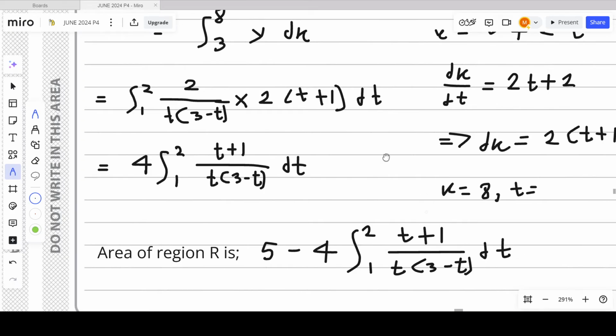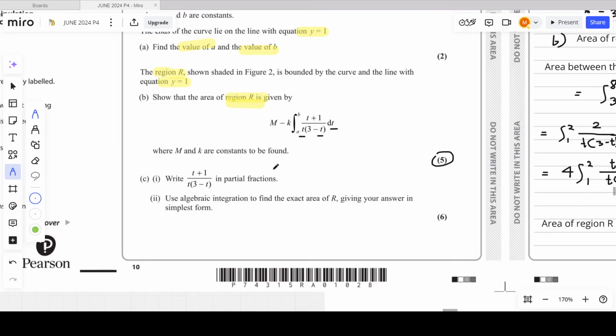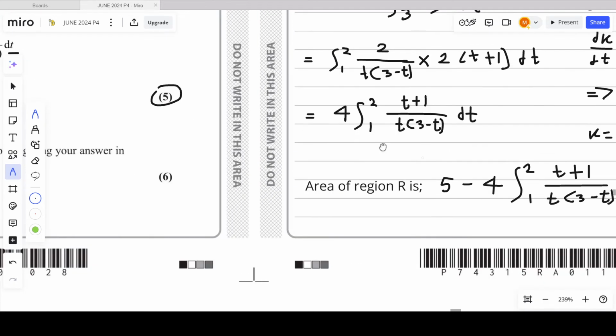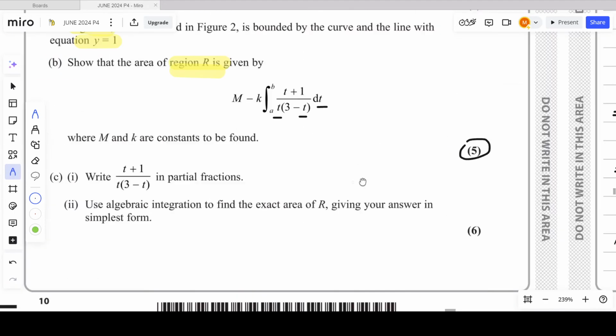Done. So we got the value for k and the value for m. M is 5 there, and k is just 4. Okay, done.